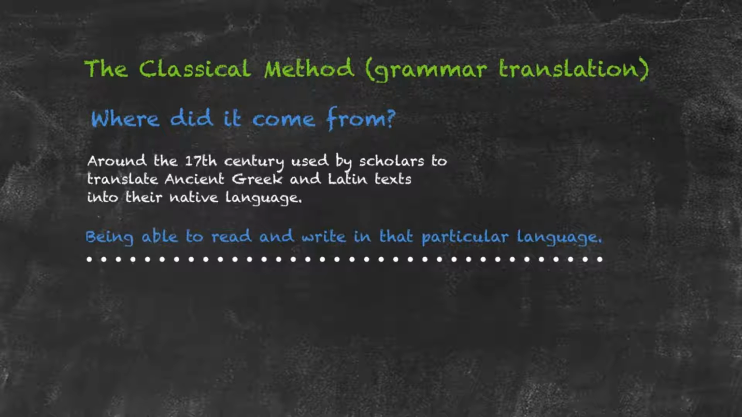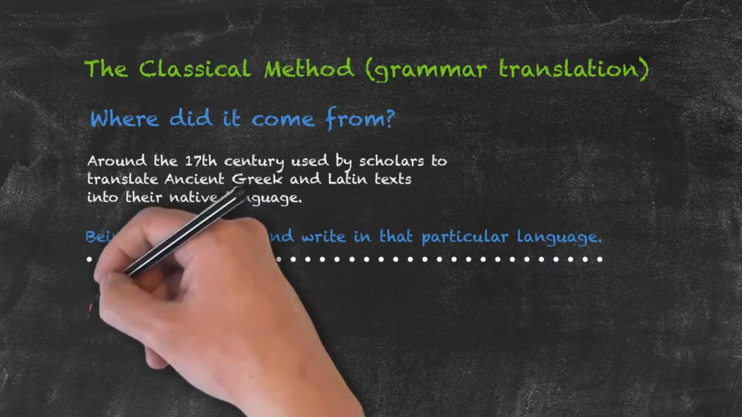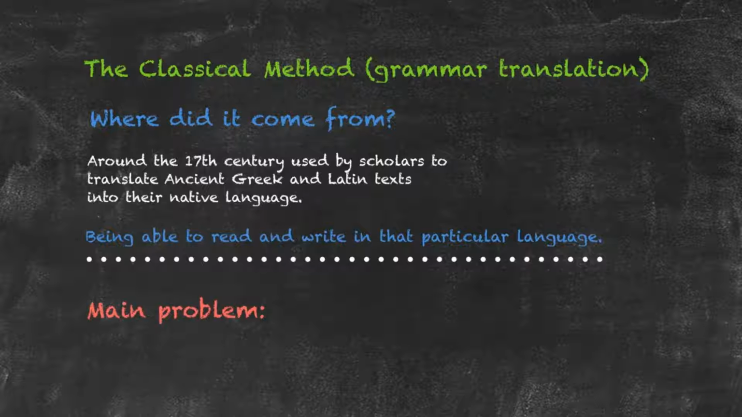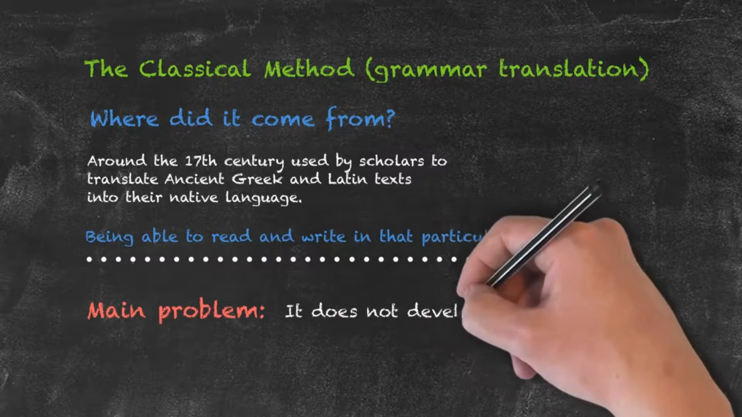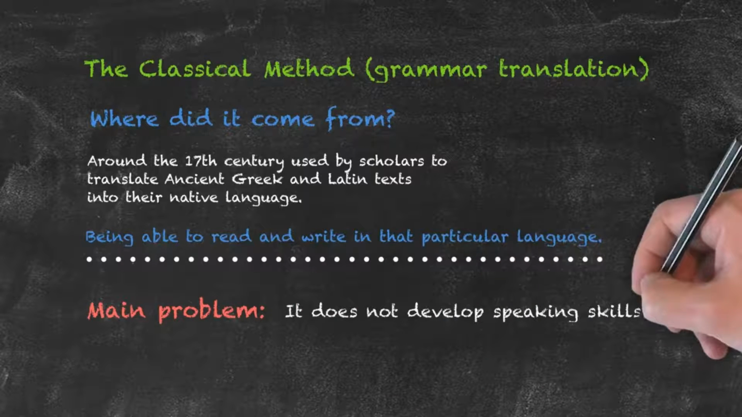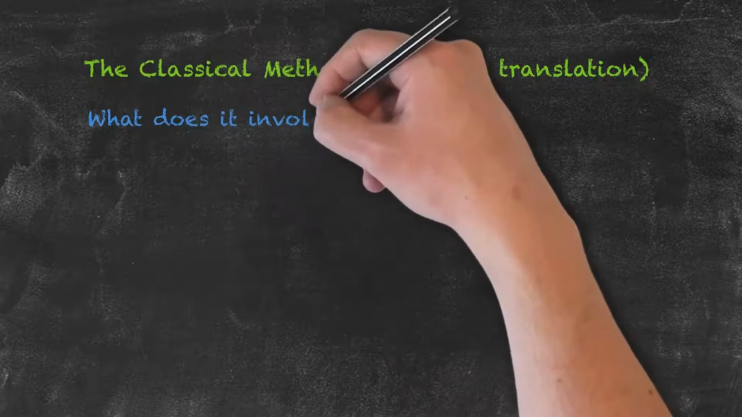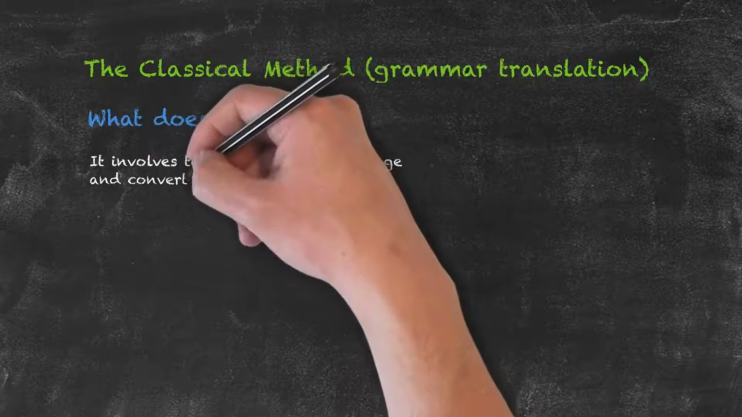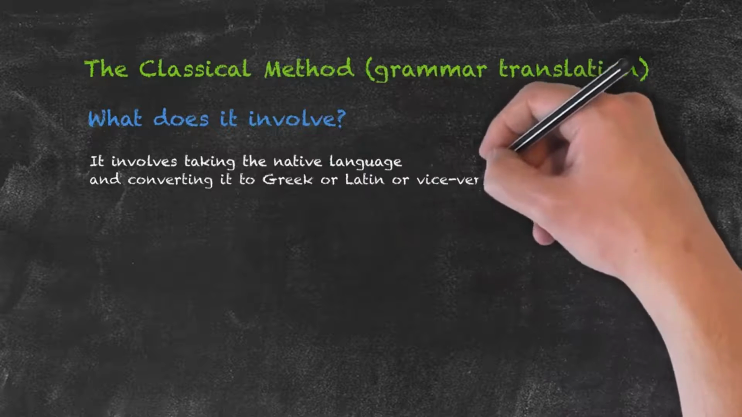Now, it's very strange that this particular method is actually the most popular method for the teaching of languages throughout the world. And we've just said that that does not involve speaking skills. So one of the main problems with the classical method or grammar translation is that it does not develop speaking skills. What does it involve? It involves taking the native language and converting it to Greek or Latin or vice versa.